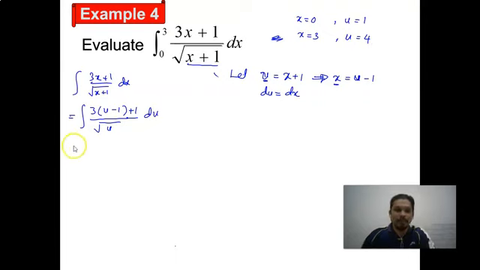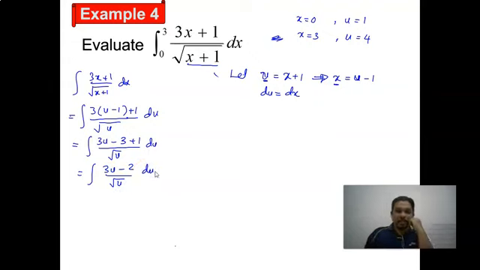Okay. So integrate this: 3 times u, 3u, minus 3 times 1, equals 3u minus 3 plus 1, minus 2, divided by square root of u du. So actually in this question we use the substitution method. So class, I separate this into two parts here.